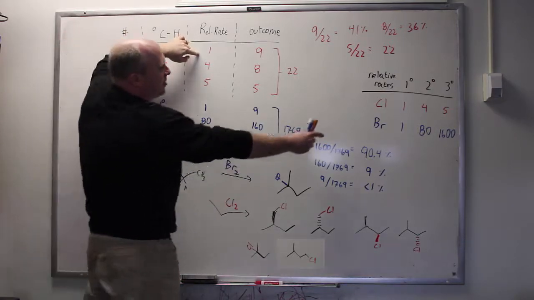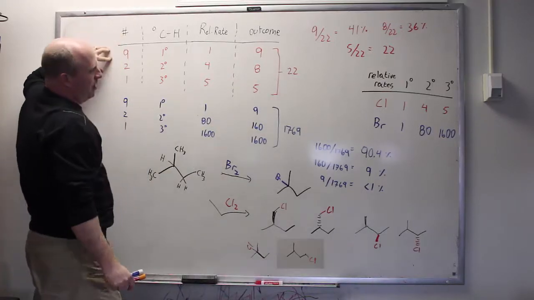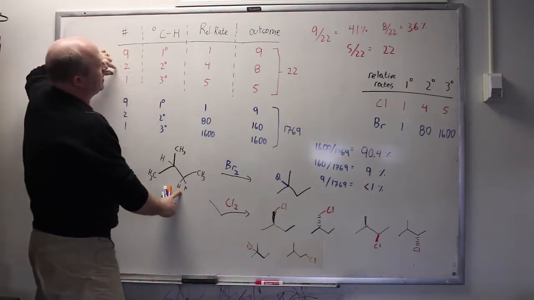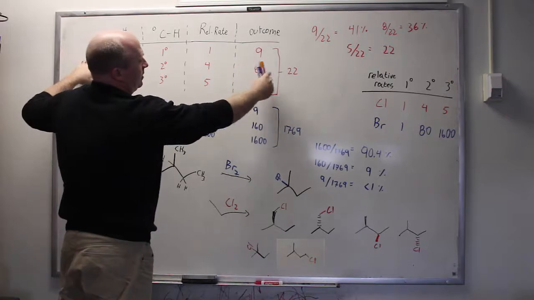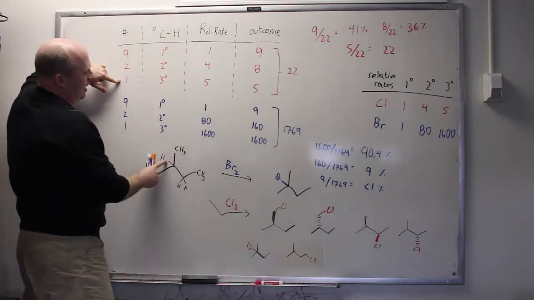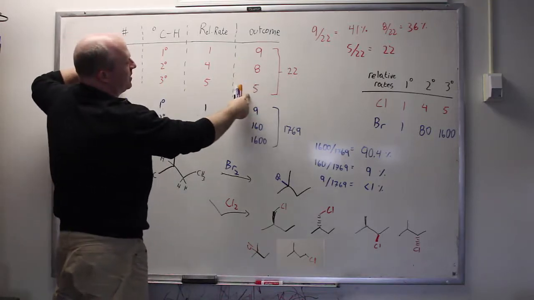The relative rate of reaction with the chloride is 1, which means that you will make 9 of the primary products, relatively speaking. There are only 2 of the secondary type, but those react faster than the primary, so you actually end up making 8 products with those secondary substitutions. With the tertiary position, there's only a single hydrogen, and though you make that faster, you end up making fewer of them because of the statistics.